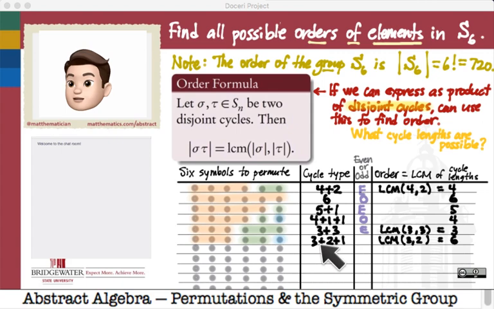Finally, is this an even or an odd permutation? Well, the 3 cycle is going to be even. The 2 cycle here is odd. And when I compose even with odd, the result is odd.